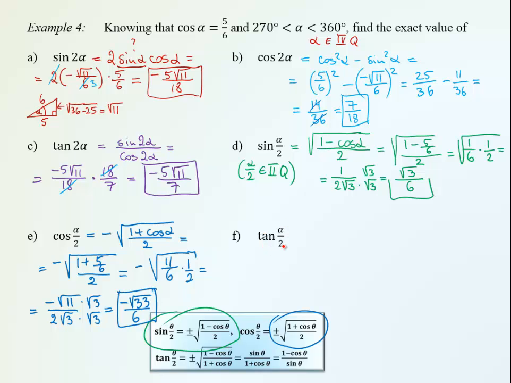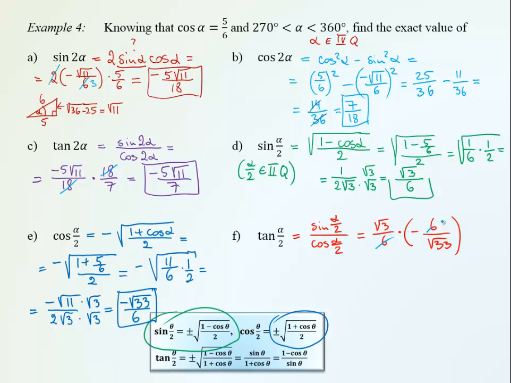Finally, tangent of half angle. Well, that's the same as sine over cosine of half angle. Therefore, we can just use the values that we already have for sine and cosine of half angle. So sine is √3 over 6. Divide means multiply by reciprocal, so it will be negative 6 over √33.